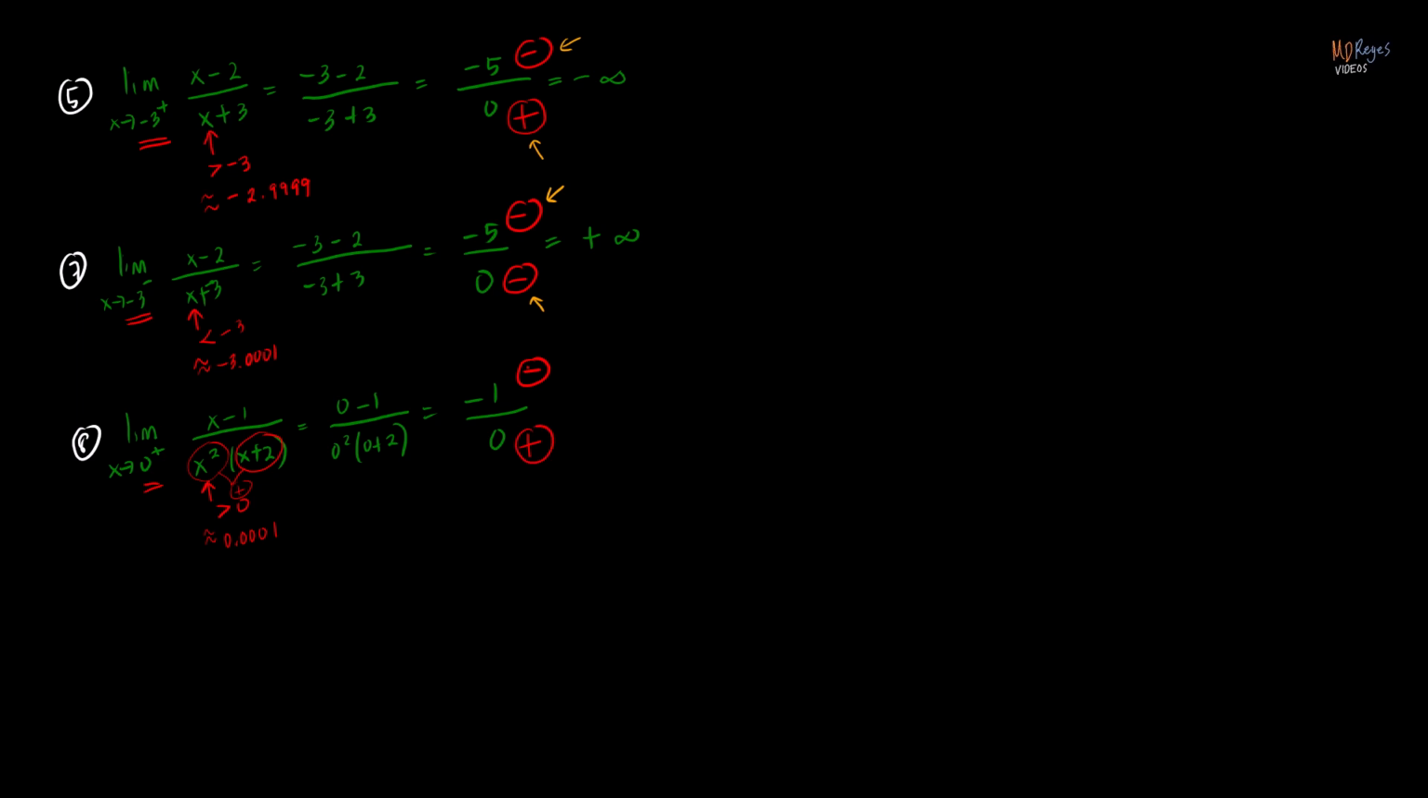Therefore, we have the quotient of a negative number and a very, very small positive number, and so the quotient will be a negative number. So this is equal to negative infinity. When evaluating limits, we don't get the term undefined. It's either positive infinity or negative infinity.